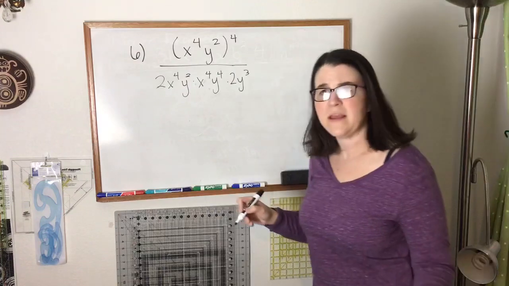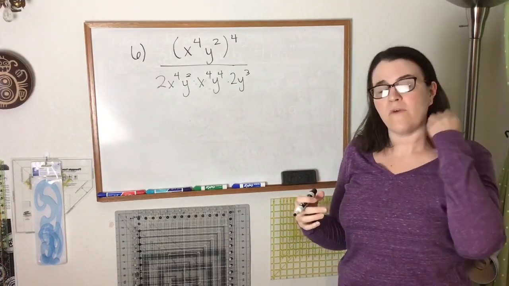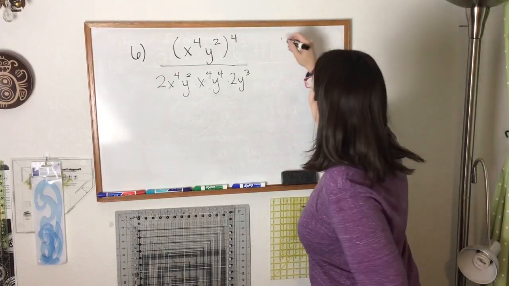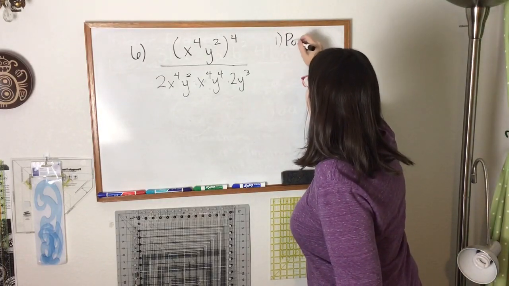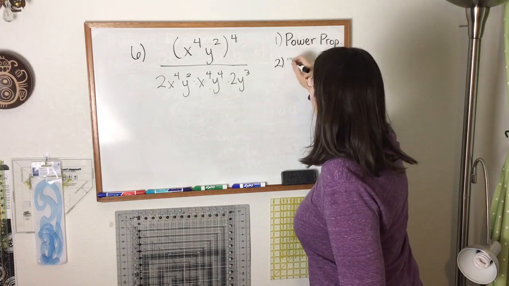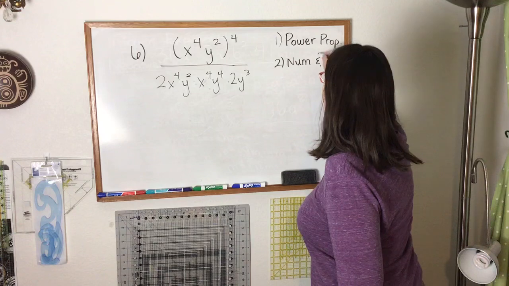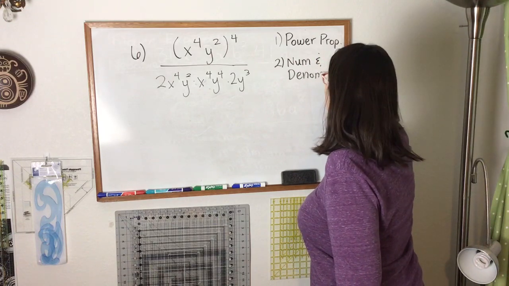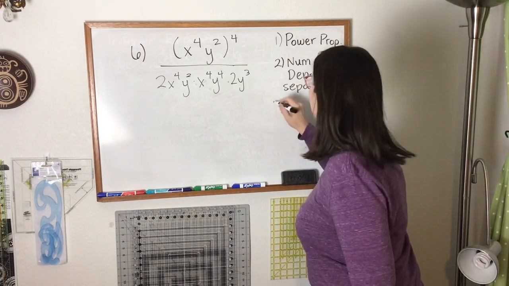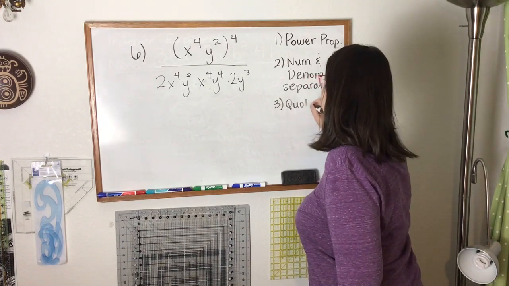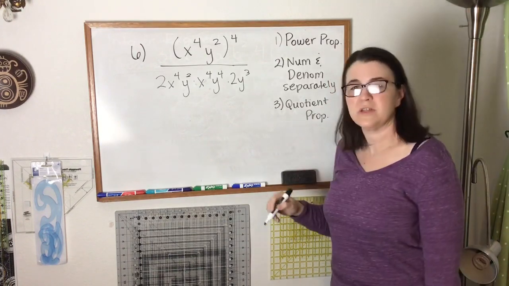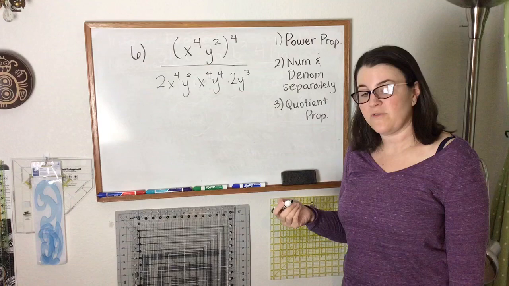All right, when you have something like this, there's a general pattern that you want to follow, and I apologize for my cat. As soon as I start filming, she decides it's cat o'clock. You generally want to handle your power property first. Then you want to handle the numerator and the denominator separately. And then you generally want to handle the quotient property. That's usually the best pattern to do this with, but you can change that if you want to.